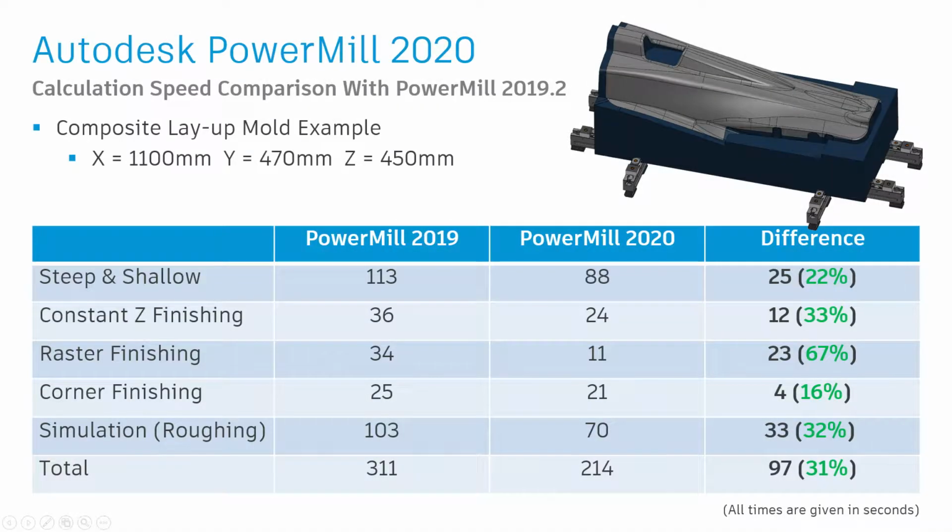Looking at the results in this particular test, the overall time saving using Powermill 2020 with both calculation and simulation resulted in a reduction in time of over 30%. Of course, the differences will vary between projects depending on toolpath type, project complexity, and so on, but you should expect to see speed improvements in many areas of Powermill 2020.